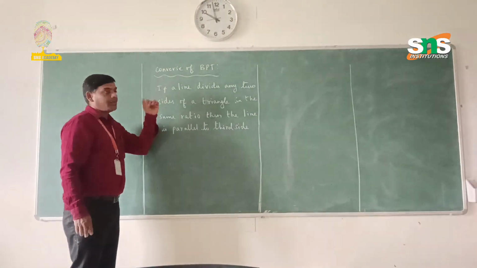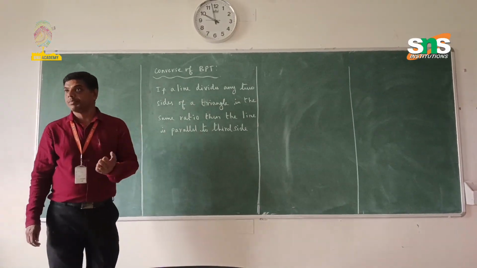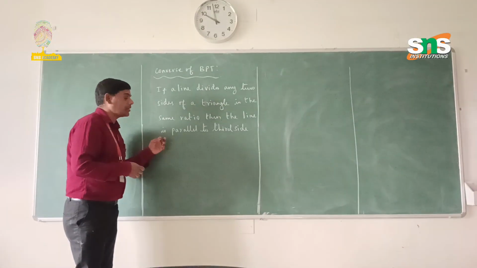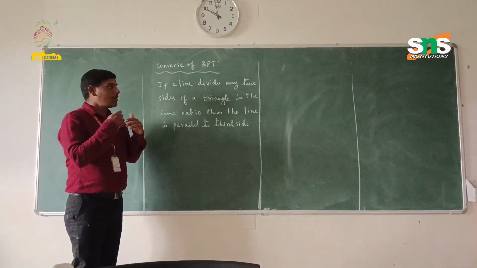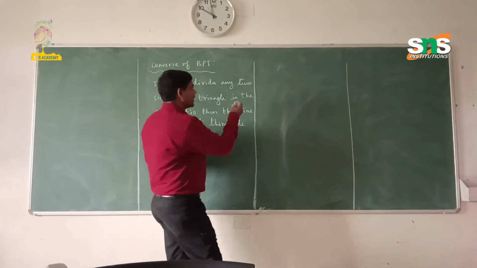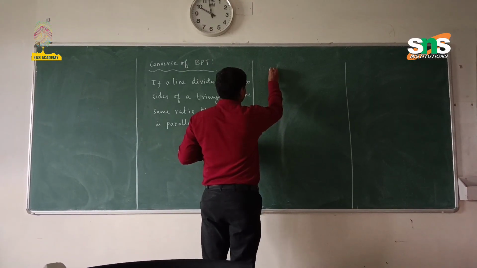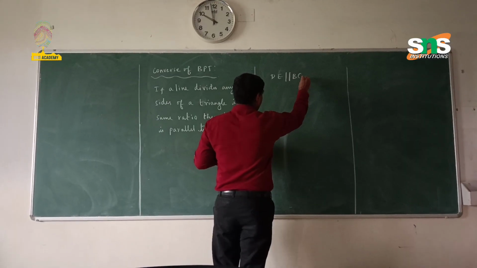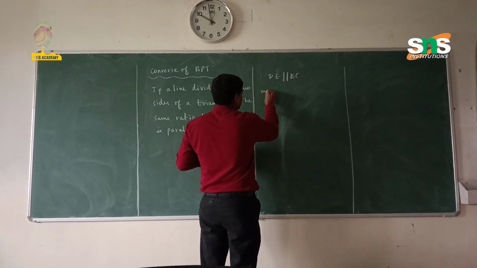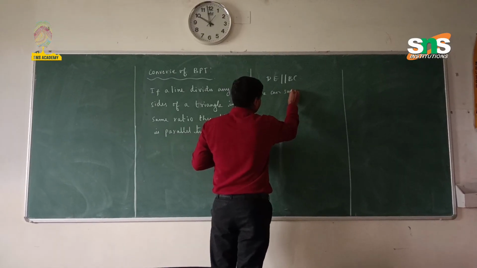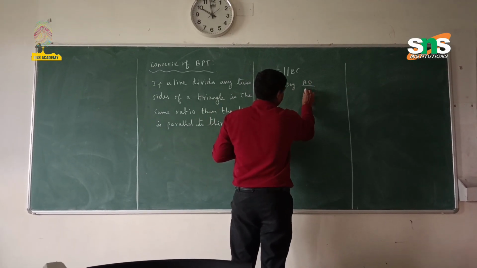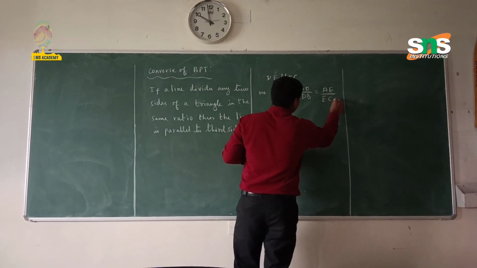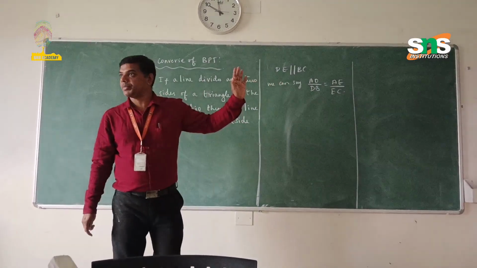Now the next one we are going to see is the converse of BPT. In the previous one we saw what BPT is, and here we are going to see its converse. In BPT we proved that, given DE is parallel to BC, we can say that AD by DB is equal to AE by EC. This is what we got from BPT.